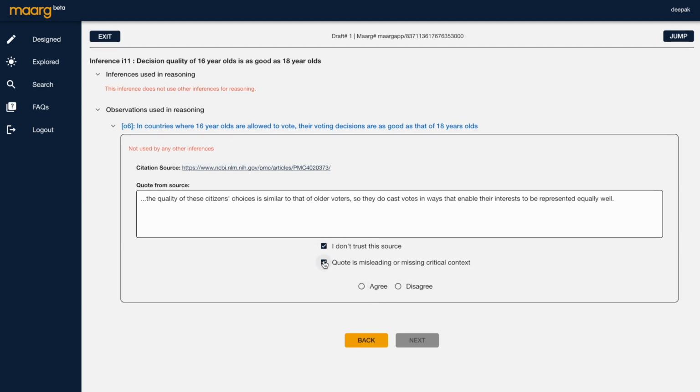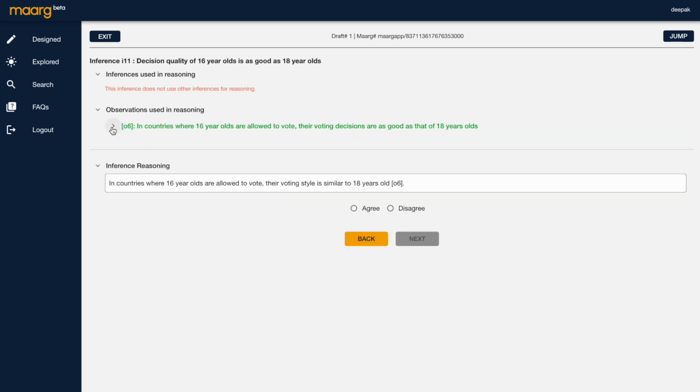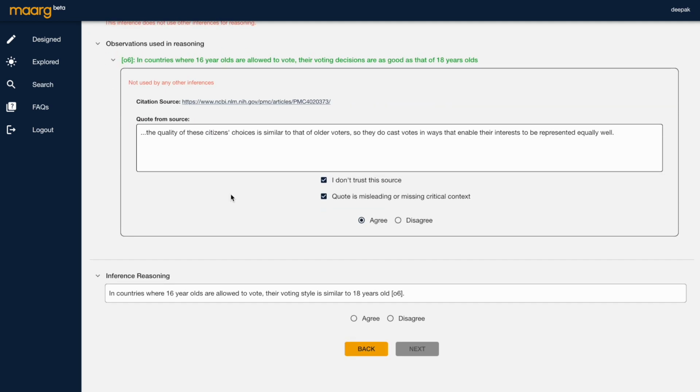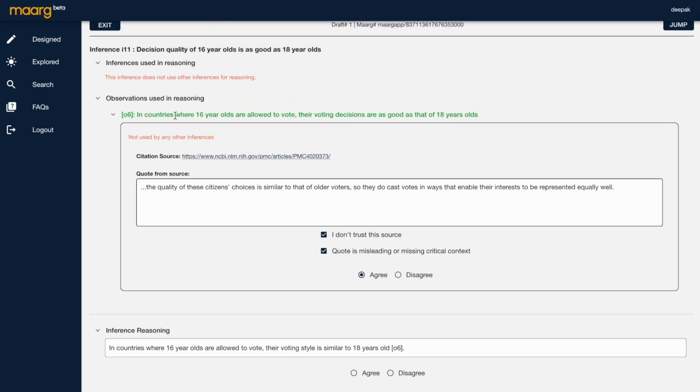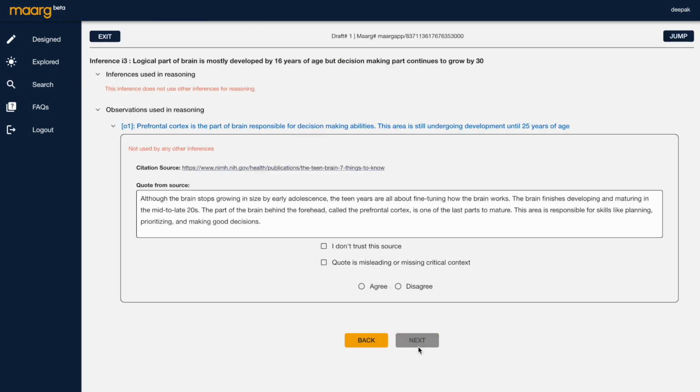So let us say, despite disagreeing with the citation, I still agree with the observation itself: whether in countries where 16-year-olds are allowed to vote, their voting decisions are as good. So even despite disagreeing with the citation, I agree with the observation, let's say. And finally, we have presented the inference reasoning based on what we saw here. In countries where 16-year-olds are allowed to vote, their style is similar to 18-year-olds. Let's say I agree with this, and we move on.